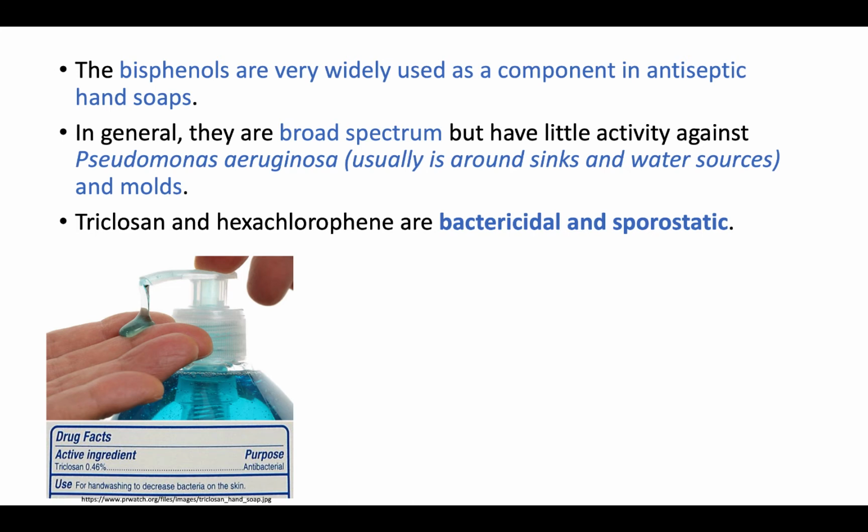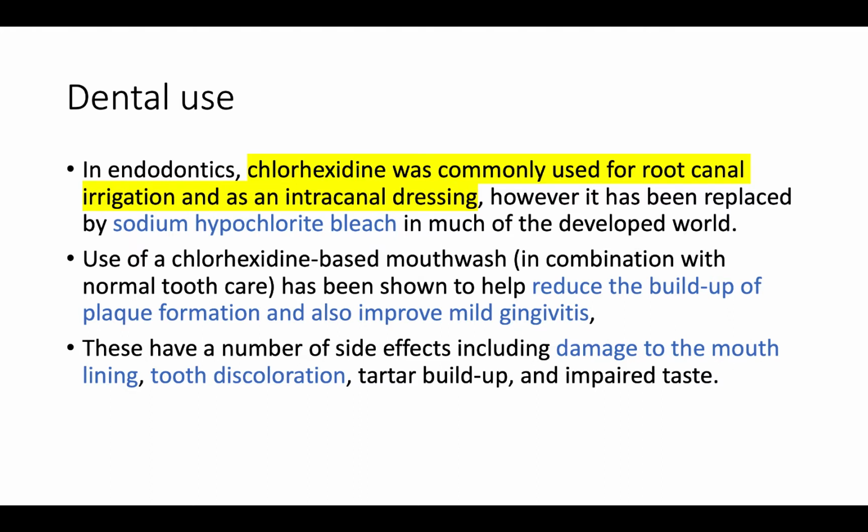So the bisphenols are very widely used as components in antiseptic hand wash. هذول كمان اللي تسمعوا عنه هذول هم اللي نستخدمهم احنا السوبس نستخدمهم. This is the main thing that is used. Triclosan is one of the things. It is antibacterial, sporostatic, and hexachlorophene as well is used.